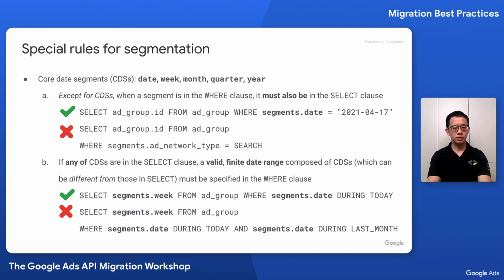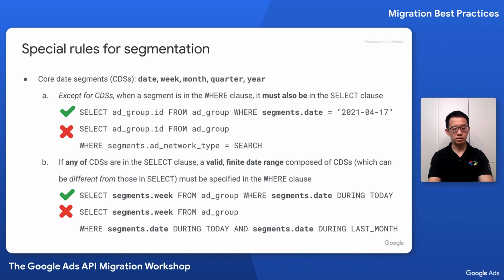The other situation is that if any of the coordinate segments are in the select clause, a valid finite date range composed of the coordinate segments must be specified in the where clause. Note, however, that the coordinate segments in the latter part that I mentioned do not need to be the same one as appearing in the select clause. Let's take a look at some examples.